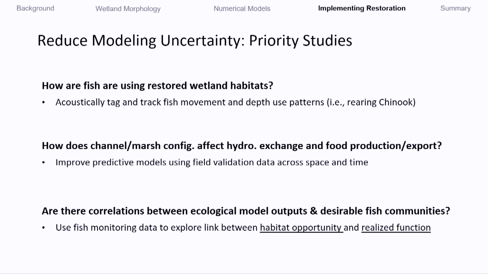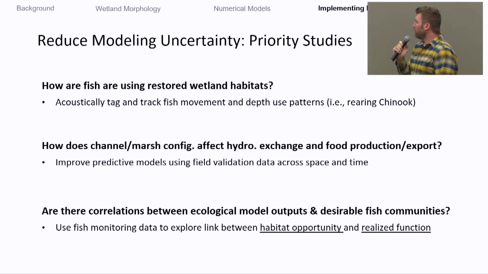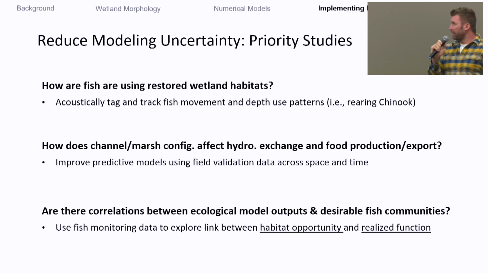And it's important to point out that the model is only as good as its validation, and modeling itself can bring up some uncertainties as well. And so we're sort of forthright about that and think it's important to reduce modeling uncertainties with some priority studies laid out here. And so real quickly, this sort of follows the opportunity, capacity, and realized function. So the first question that we think we could help answer and also improve our models is, how are fish using restored wetland habitats? One way to go about that would be to acoustically tag and track fish movement, and also their depth use patterns to sort of validate what I showed earlier with the fish habitat model.